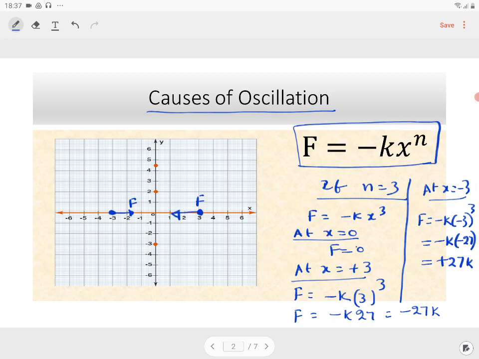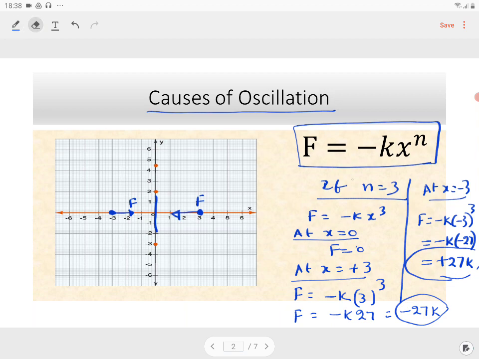So on the positive x-axis, the force will be leftward. On the negative x-axis, the force will be rightward. Because if F is positive, the force will be rightward. If F is negative, the force will be leftward. Because of this kind of force, the particle will oscillate about the main point.